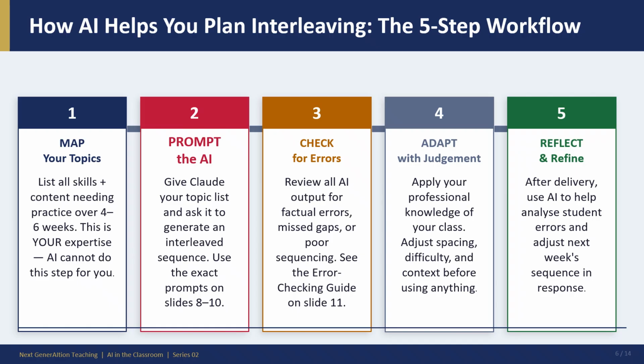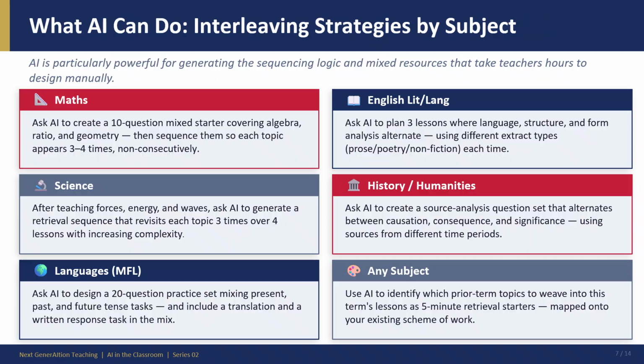And step 5 is reflect and refine. After you have used the sequence with students, use AI to help you analyse where errors clustered and how to adjust next week's sequence in response. This closes the planning loop and makes your interleaving genuinely responsive rather than mechanical. At every step, AI drafts and you decide.